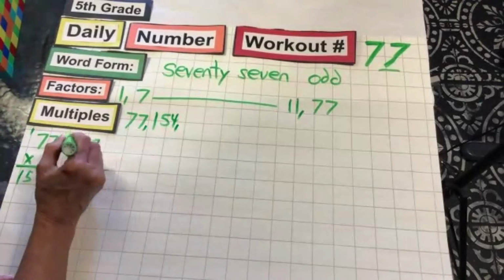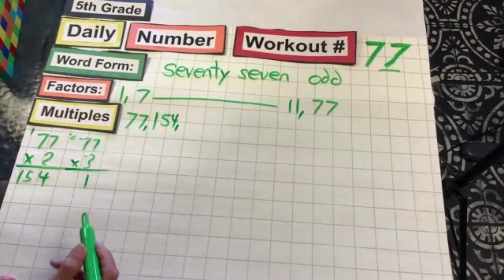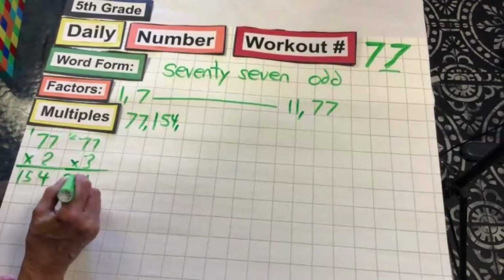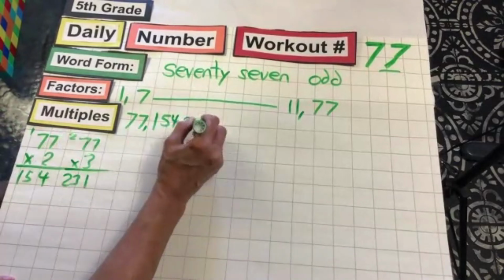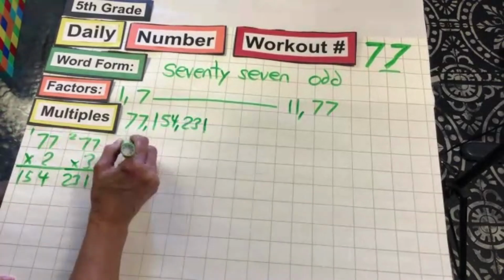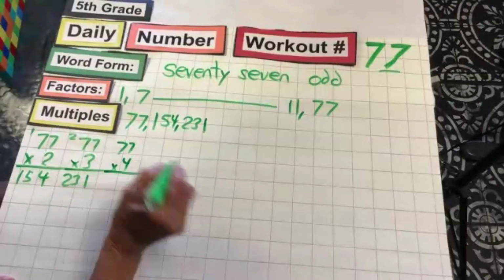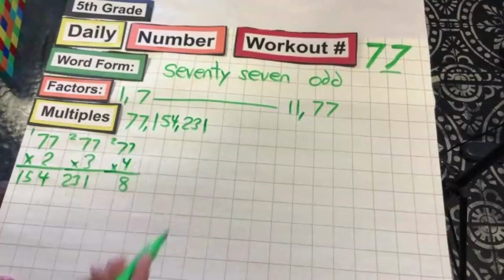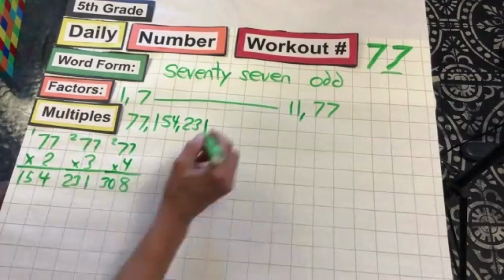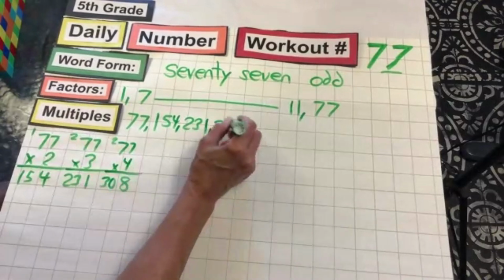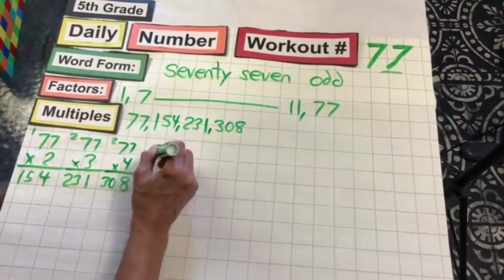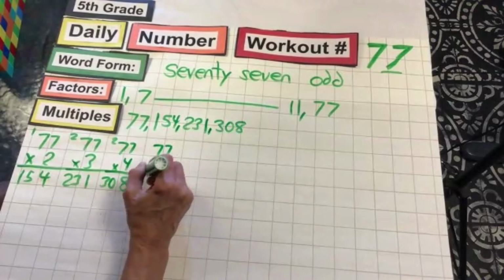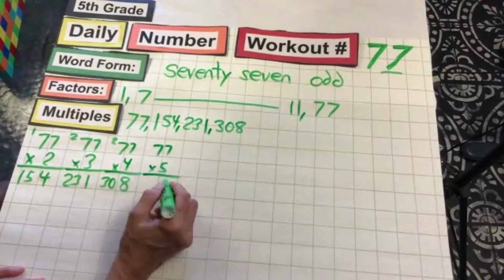3 77s. 3 times 7 is 21. Drop the 1, carry the 2. 3 times 7 is 21 plus 2 is 23. We have 231. 4 77s. 4 times 7 is 28. Drop the 8, carry the 2. 4 times 7 is 28 plus 2 is 30. 308.